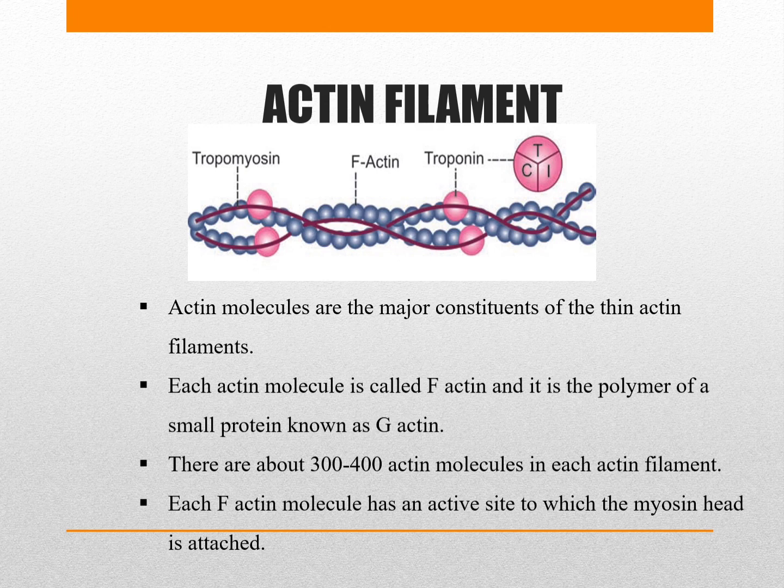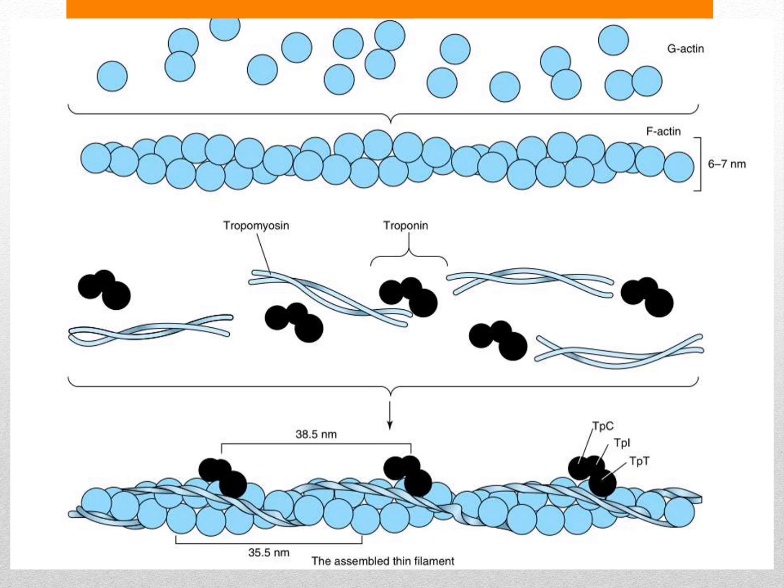There are 300 to 400 actin molecules to form the actin filament. Each F-actin molecule has an active site to which the myosin head is attached. That is, the actin filament contains only one attachment site. This is the G-actin, this is the F-actin. That is, the globular actin makes a double helix, that is F-actin. This is the structure of tropomyosin, filamentous structures. This is oval shaped troponin. So these three form the actin filament, that is the thin filament.